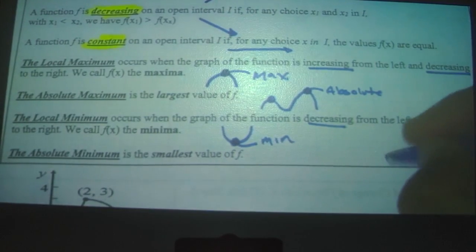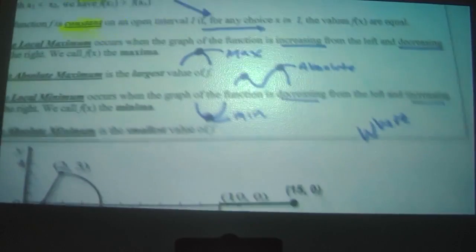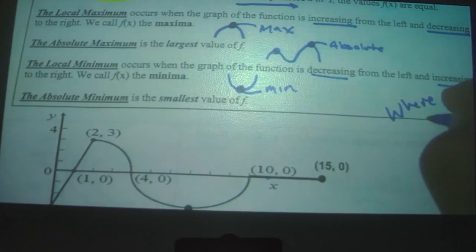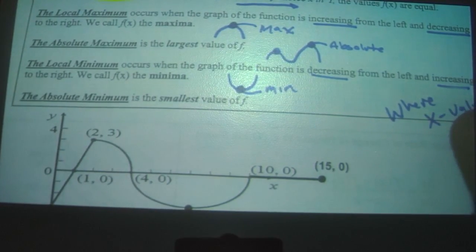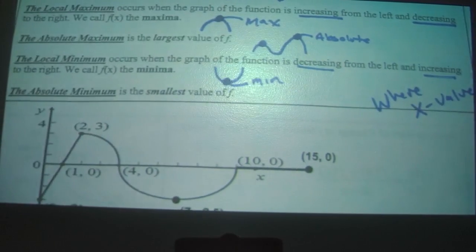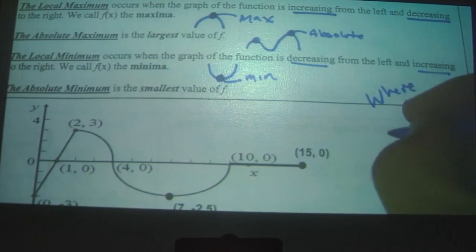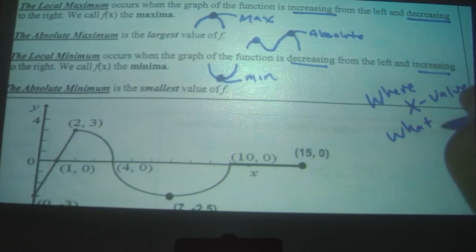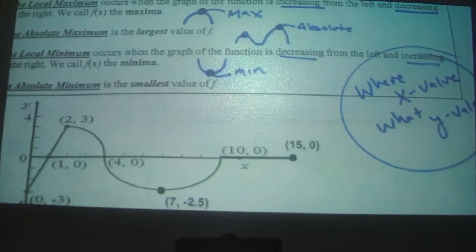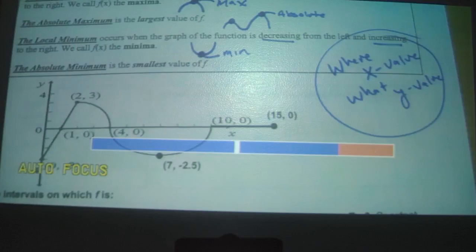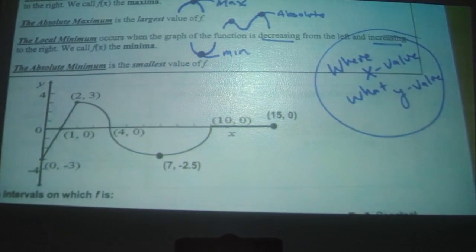If they want to know where it is at, if they ask where is it, it's the x value. So if they say, hey, where is the mins and maxes at? They're just asking you to list the x value. If they ask you what it is, that's the y value. So make sure you know that. Where is the x value? X marks the spot. Where is my treasure at? That's x value. What is the treasure? That's the y value.